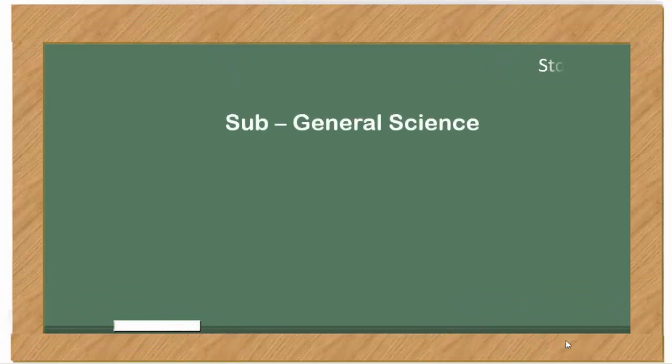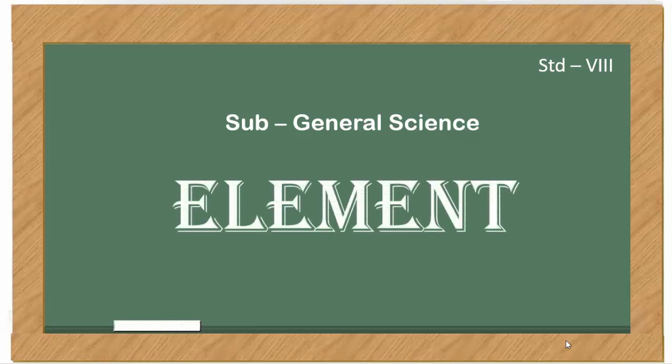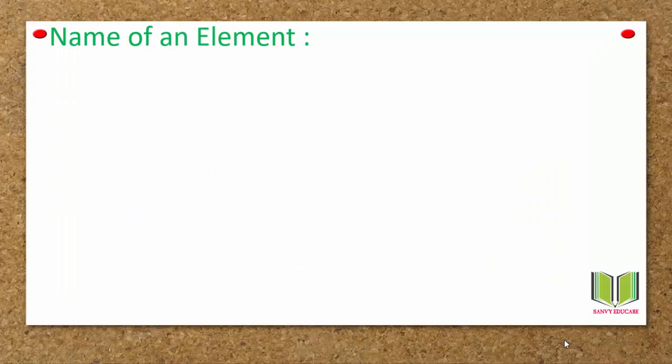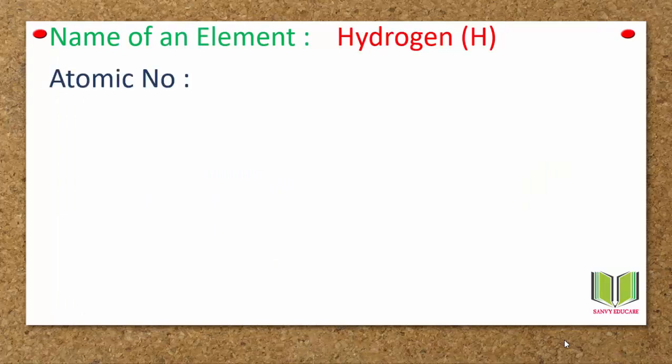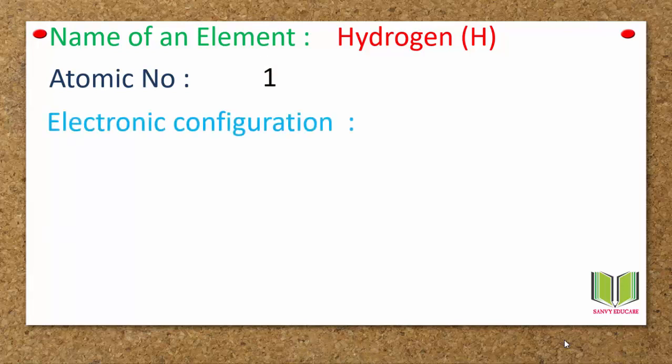Subject: General Science, Standard 8th. Topic is element. We are going to learn the electronic configuration of an element. Name of the element: hydrogen, symbol H, atomic number 1. Electronic configuration is also 1. Let's see the structure. This is the first orbit and there is only one electron in the shell.